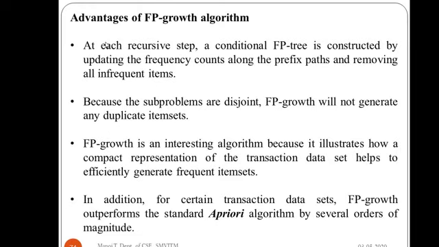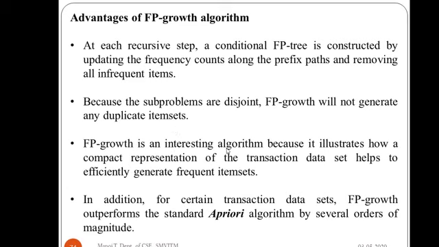Let us now see the advantages of the FP growth algorithm. At each recursive step, a conditional FP tree is constructed by updating the frequency counts along the prefix paths and removing all the infrequent items. This is the advantage we are going to get. Because the subproblems are disjoint, the FP growth algorithm will not generate any duplicate item sets. Generation of duplicate item sets is avoided, so you have no fear of getting duplicates.